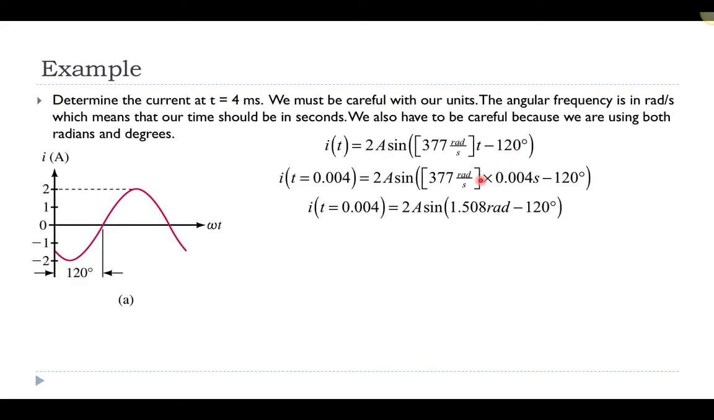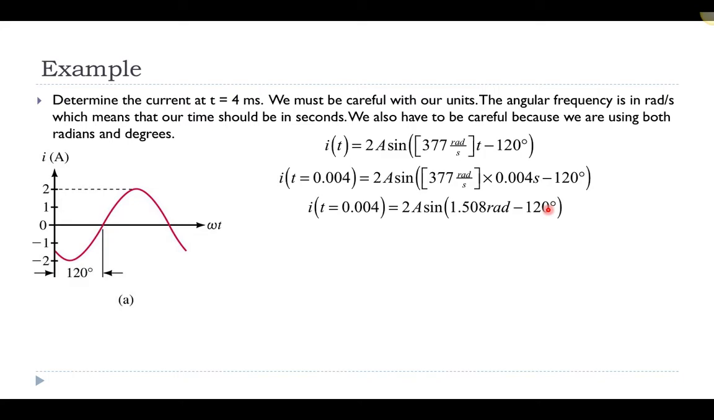So the first thing I'm going to do is say that my time that I'm interested in of 4 milliseconds is actually 0.004 seconds. So I'm going to put that value in. I'm going to multiply some numbers together, and I end up with the current at time of 4 milliseconds, or 0.004 seconds, is 2 amps times sine of, I end up getting 1.508 radians when I multiply these together, minus 120 degrees. So I have to make a decision. I have to decide whether I'm going to use radians or I'm going to use degrees. I can't use both when I'm plugging into my calculator.